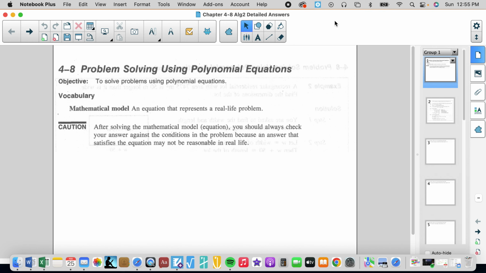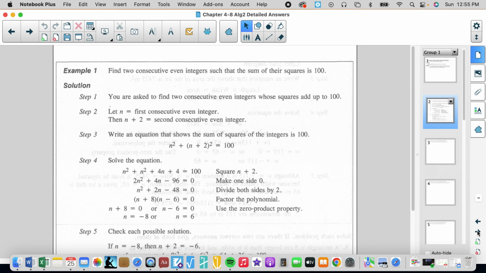This is a great section, 4.8, problem solving using polynomial equations. So how do we apply this in the real world or in word problems? So we're going to find some ways. I love this example: find two consecutive even integers such that the sum of their squares is 100.